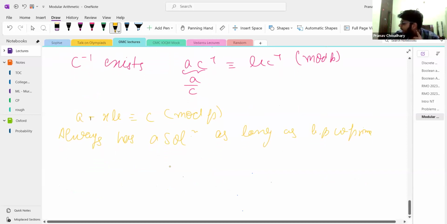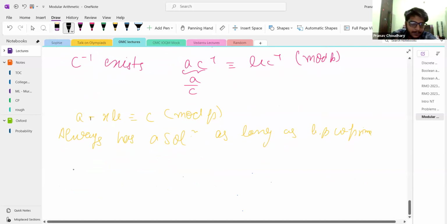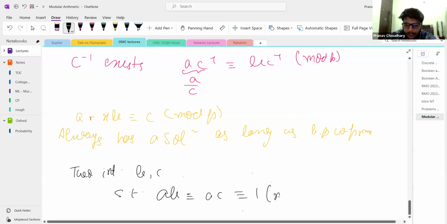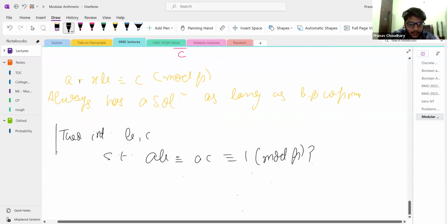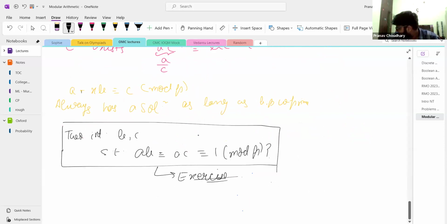We have proved that an inverse exists. But what is the guarantee that there will be only one inverse? Why can't there be two integers b and c such that ab is congruent to ac congruent to 1 mod p? Why is this not possible? It's not hard to prove, so I'll give it as an exercise for you to try. For now, we'll just assume uniqueness of inverses. All right. So we're done with inverses.